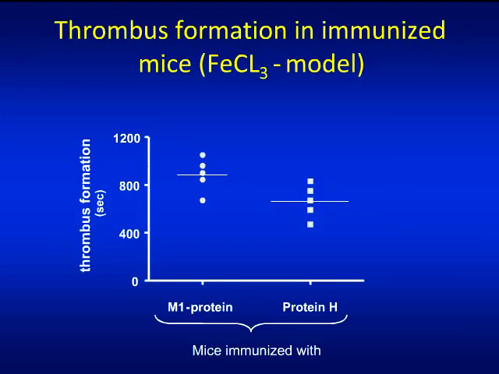Well, we did our first studies in the thrombosis model, and you can clearly see that if you take a mouse and inject it with protein H, thrombus formation is much faster than if you inject a mouse with protein M. So apparently you can now simply build up the antiphospholipid syndrome in the mice. It has at least thrombotic complications.